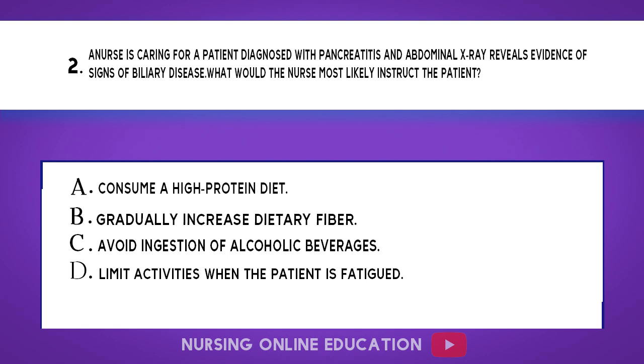2. A nurse is caring for a patient diagnosed with pancreatitis. An abdominal X-ray reveals evidence of signs of biliary disease. What would the nurse most likely instruct the patient? A. Consume a high-protein diet. B. Gradually increase dietary fiber. C. Avoid ingestion of alcoholic beverages. D. Limit activities when the patient is fatigued. The answer is option C. Avoid ingestion of alcoholic beverages.